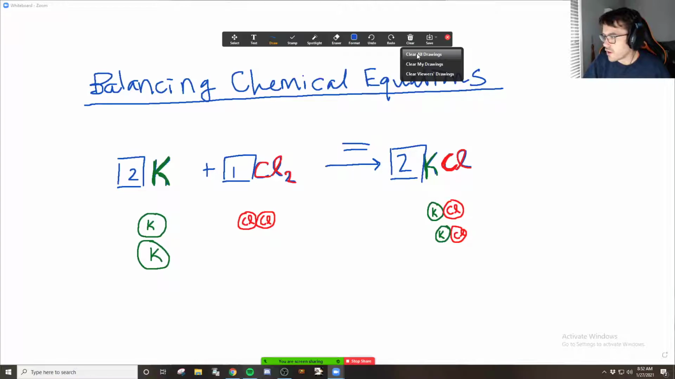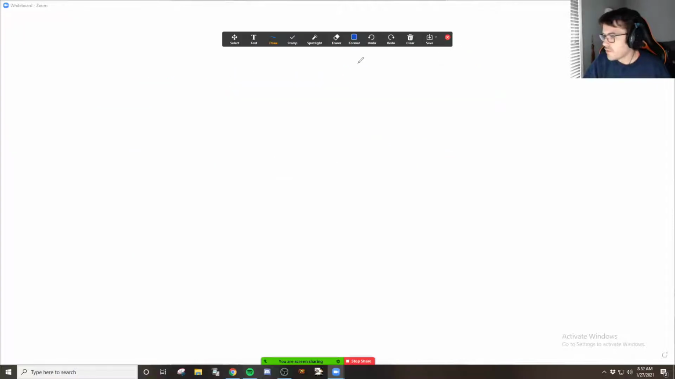So let me clear this out. Let's take a look at this equation. So let's say we have P4. This is just molecular phosphorus, so just like pure phosphorus, plus O2, so oxygen gas, and this is making a compound, P2O3.